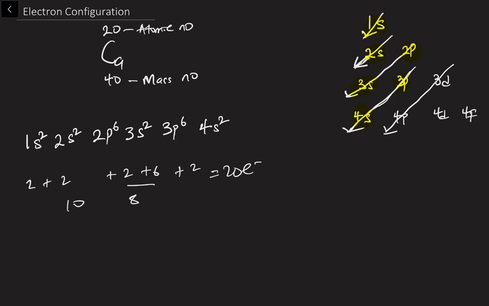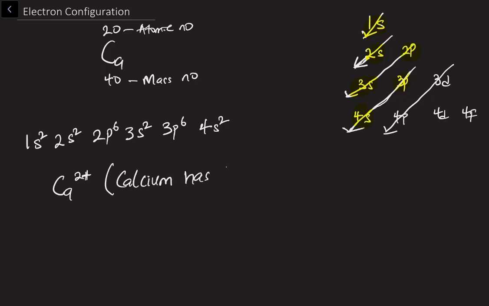Now there are cases where you'll be given an ion and asked to write the electron configuration. So for example, if you're asked to write the electron configuration for Ca2+, calcium 2+, calcium cation, when you see Ca2+, you see a positive ion or a cation, it means calcium has lost 2 electrons.